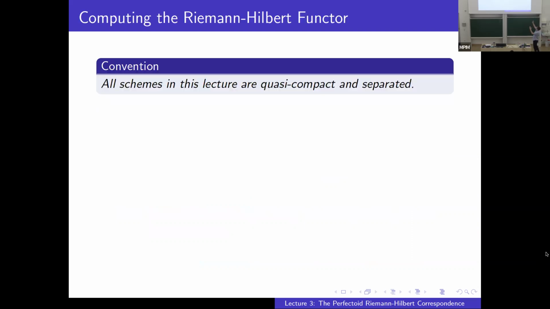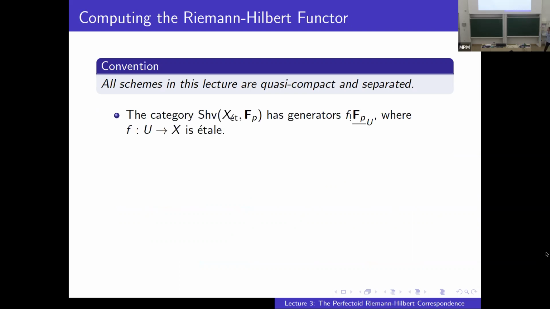So first, a convention for this lecture and all the remaining lectures. Whenever I say something is a scheme, I mean that it's a scheme which is quasi-compact and separated. So if you're interested in the category of p-torsion étale sheaves on X, it has generators. It's generated by the sheaves which are represented by schemes which are étale over X. So for every U which is étale over X, you can build a sheaf by taking the constant sheaf on U and extending by 0 to X. And those sheaves generate the category. So if you want to understand the Riemann-Hilbert functor, you really want to understand what it's doing on those generators.